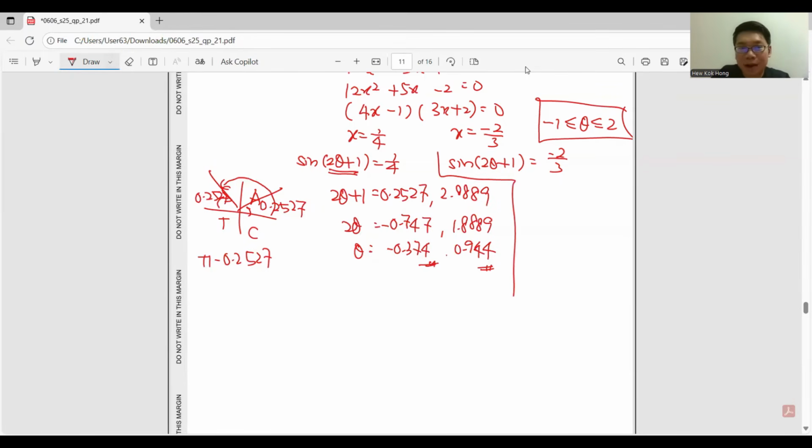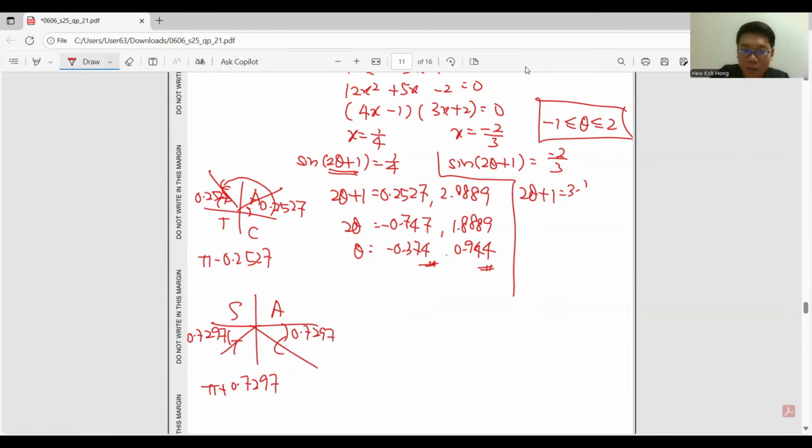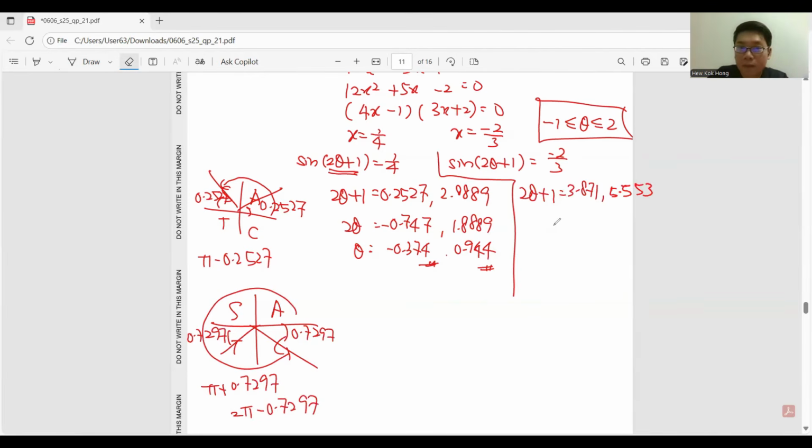Then let's check this part. Sine is negative. It's here and here. Shift sine 2 over 3, I get 0.7297. So I know the first answer is pi plus 0.7297, which is 3.871. Then 2 pi minus 0.7297 will become this. These answers already exceed 2, so we reject this part.